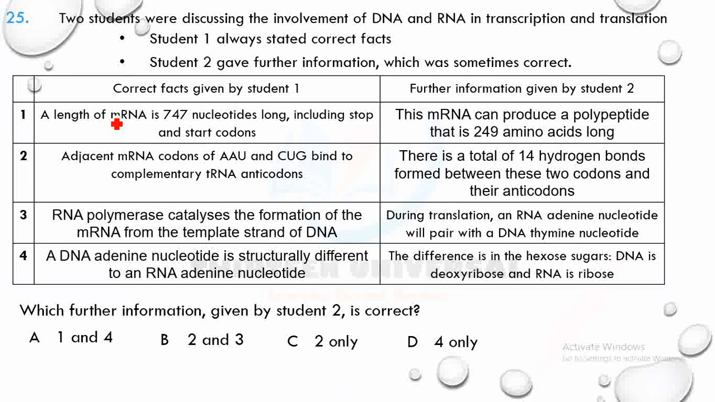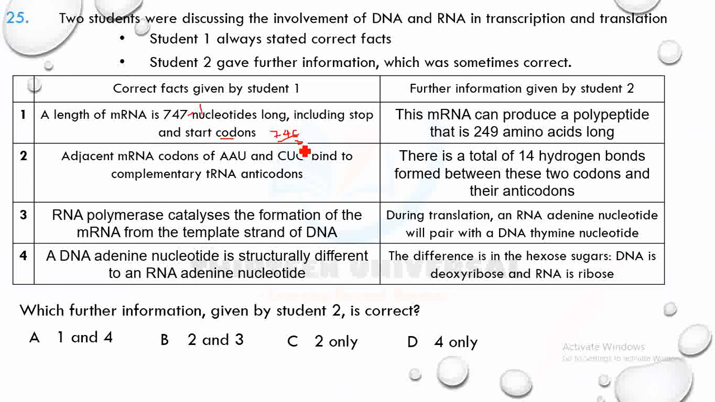So 1 says a length of mRNA is 747 nucleotides long, including stop and start codon. Now 2 says this mRNA can produce a polypeptide that is 249 amino acids. Let's check it. The stop codon doesn't code for anything, so if you minus 1 from 747, you're going to have 746. That is the length of nucleotides. If you want to know the number of amino acids formed, you divide it by 3, because 3 nucleotides give us 1 amino acid.